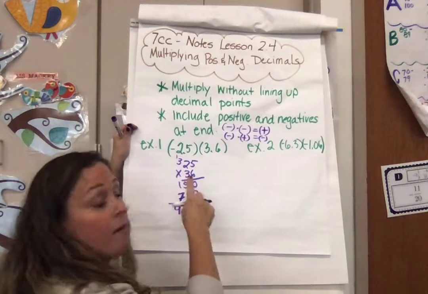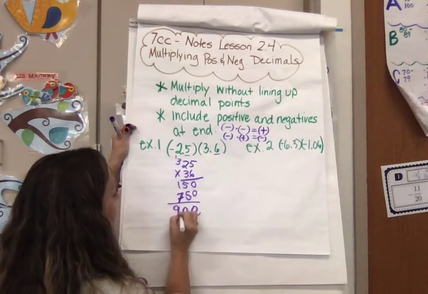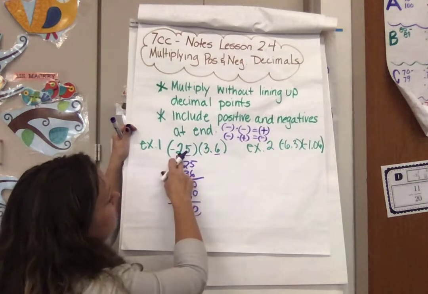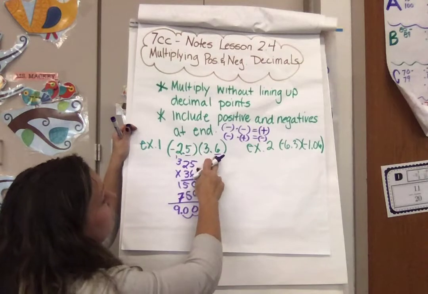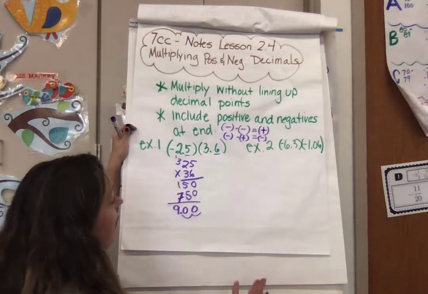In my original problem, I have 2 numbers behind the decimal point. So in my final answer, I have 2 numbers behind my decimal point. I can even use estimation. This is about 3, this is a little more than 3. 3 times 3 is 9. So I know my answer is going to be close to 9.